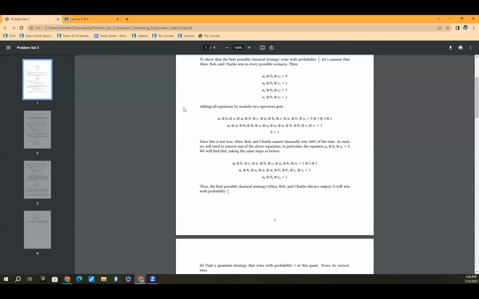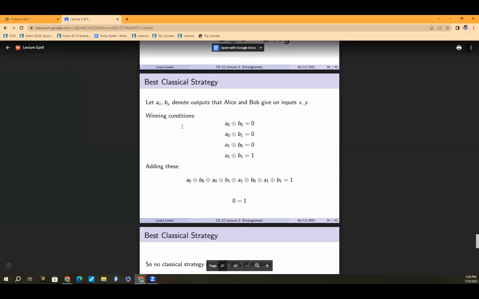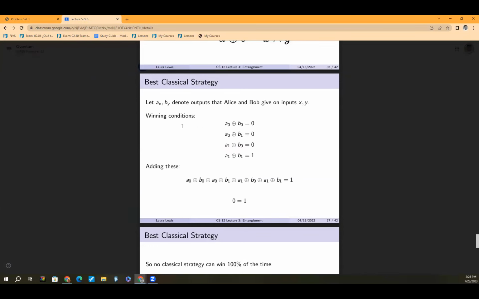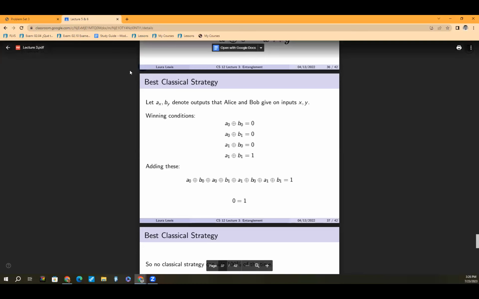So A, B, and C are the outputs of Alice, Bob, Charlie. X, Y, Z are the inputs. Oh, okay, so she's using this strategy to show that no classical strategy will win 100% of the time. That's not my interpretation of it. To me, this doesn't prove that no classical strategy will win, but maybe it's equivalent.